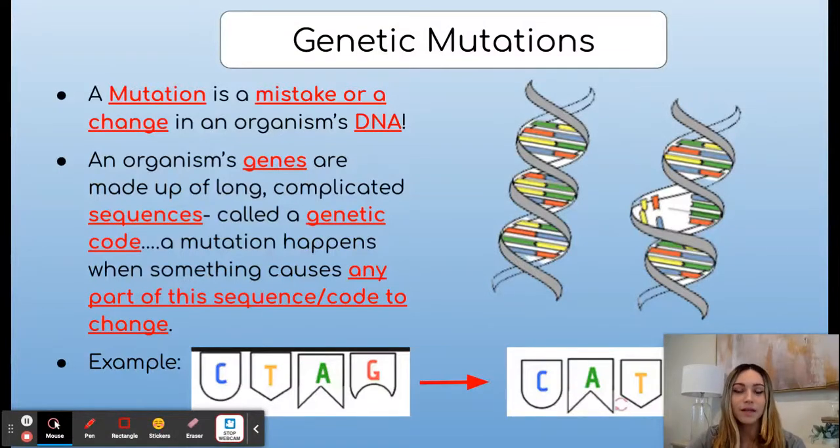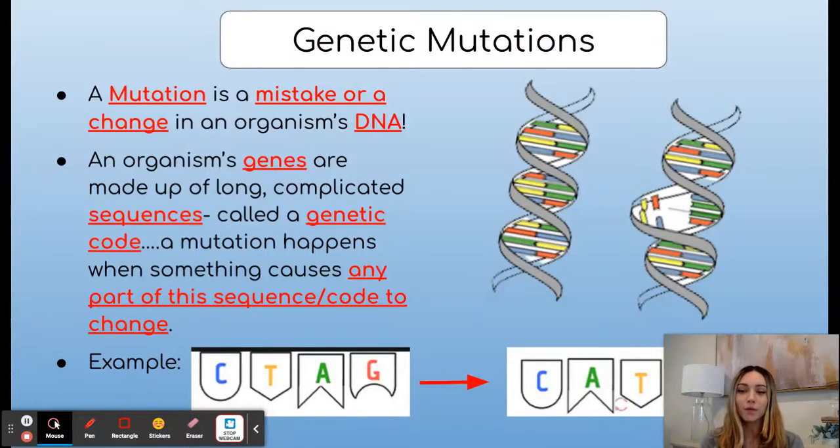So, what is a genetic mutation? Again, we hear it all the time. You probably think of a mutant creature that's completely weird and messed up, but genetic mutations are actually incredibly common and happen all the time. So, a mutation is any mistake or change in an organism's DNA. That means that any slight change or variation in an organism's DNA is actually a mutation. It doesn't necessarily mean that you turn into this big, weird monster like we see in the movies.